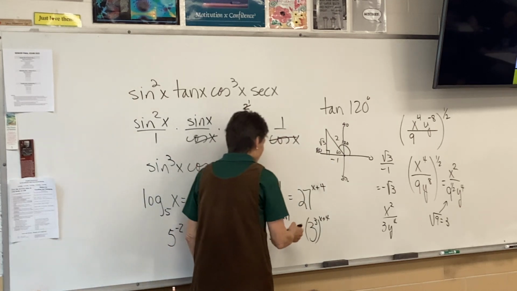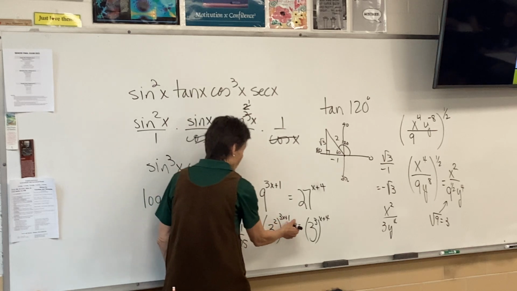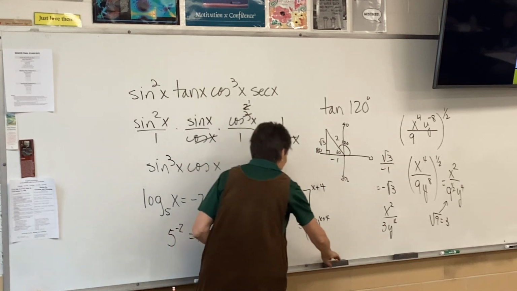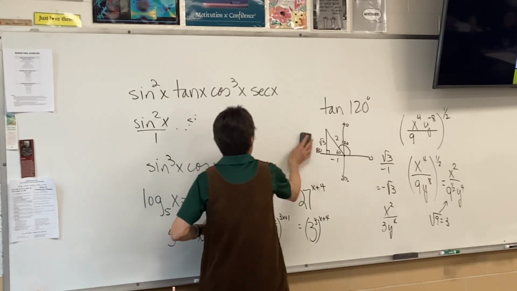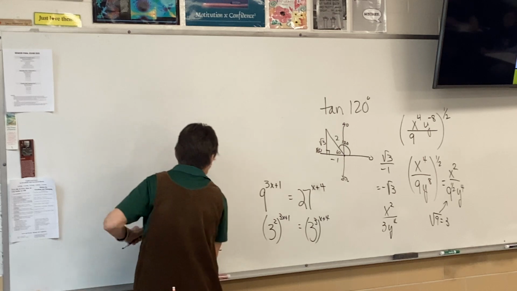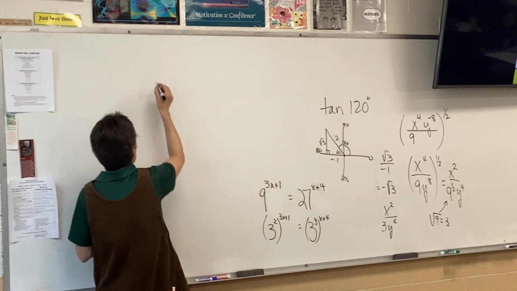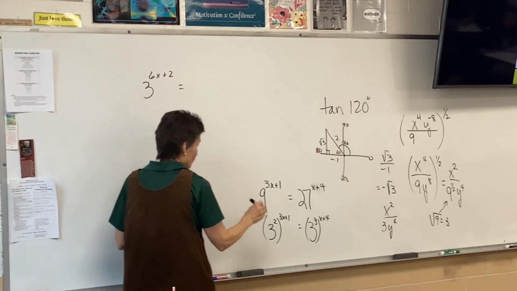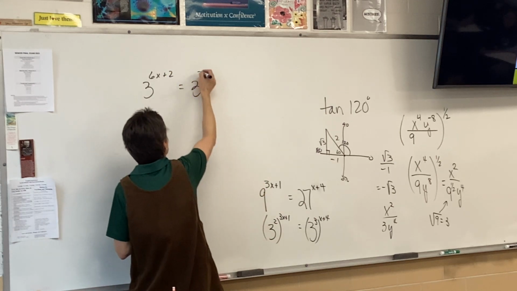Once you get it to here, then it's easy. We're going to multiply, that's a distribute there. We're going to multiply those exponents. And that's going to be 3 to the 6x plus 2, and 3 to the 3x plus 12.